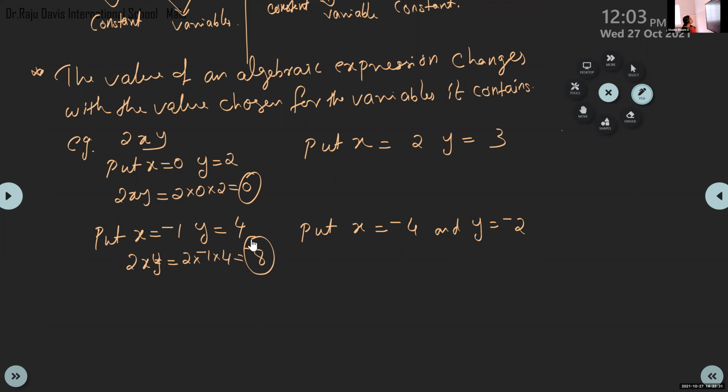What is the value of 2xy when x equal to 2 and y equal to 3? 12. 2xy equal to 2 into 2 into 3, which is 12, because x is 2, y is 3. So 12.